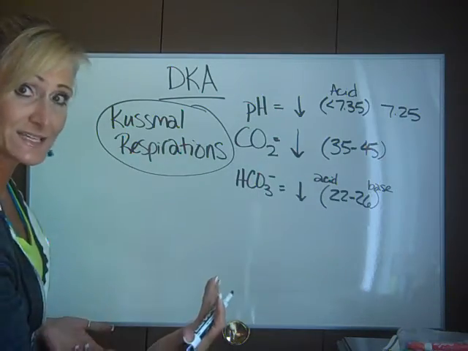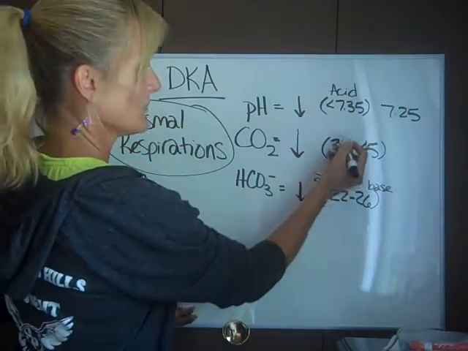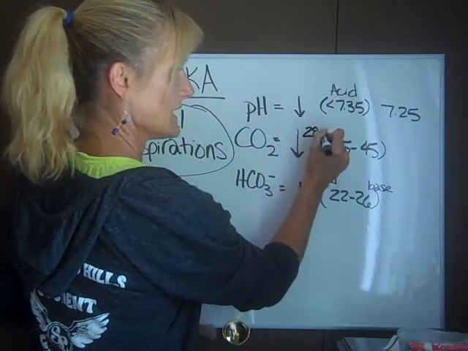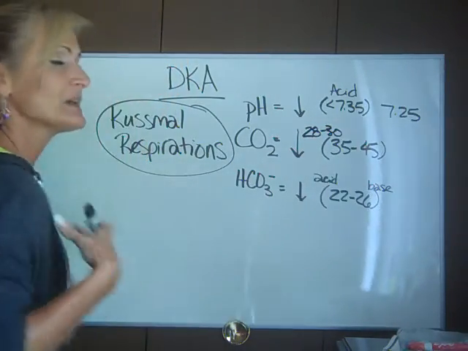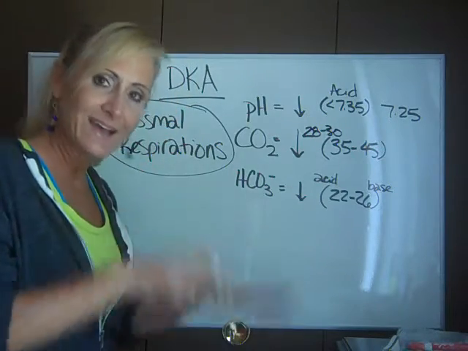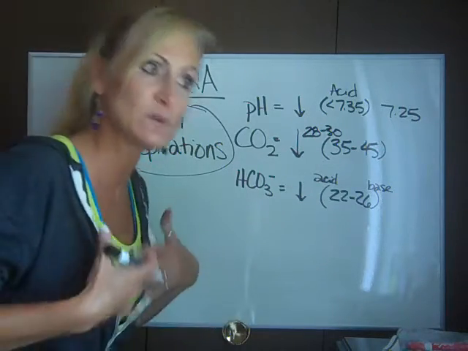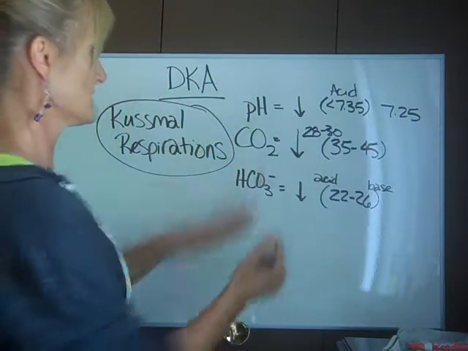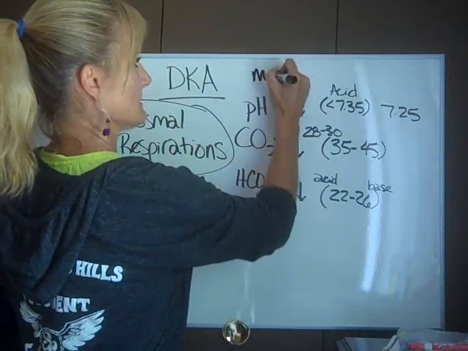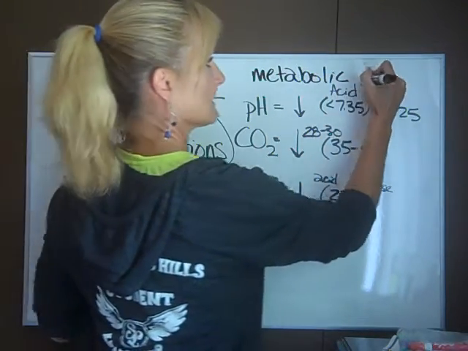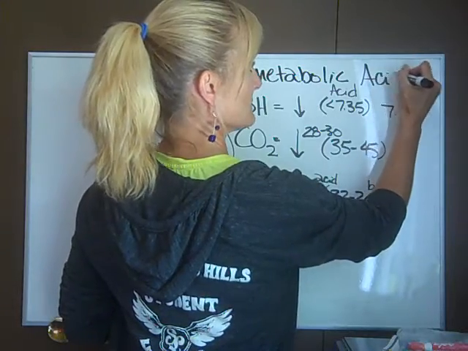So if they've been in DKA for a while, you might see these CO2 levels, 28 to 30, something like that, because the patient's trying to blow off CO2 in order to help compensate the high acid levels, because when you blow off CO2, you're blowing off acid. So in this case, your patient is in metabolic acidosis.